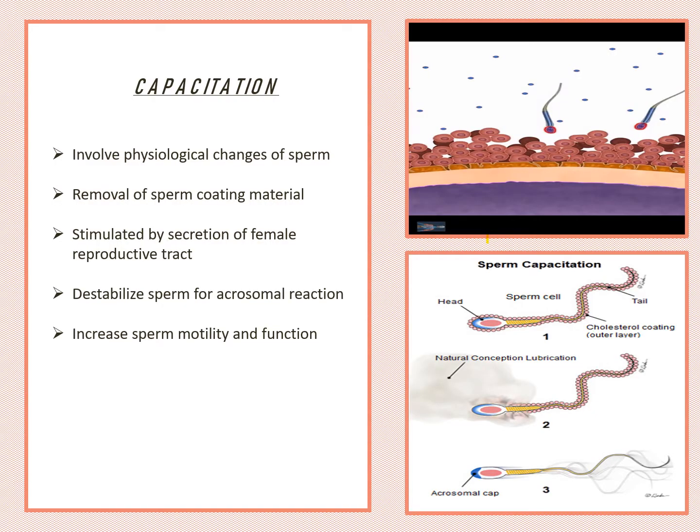The first step in fertilization is capacitation. During capacitation, sperm will undergo physiological changes where the coating material of the sperm will be removed. This process is stimulated by secretion of the female reproductive tract. This process will prepare sperms for acrosomal reaction. It also increases the sperm motility and function.